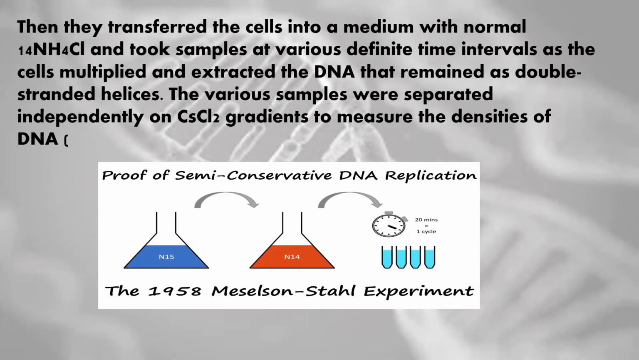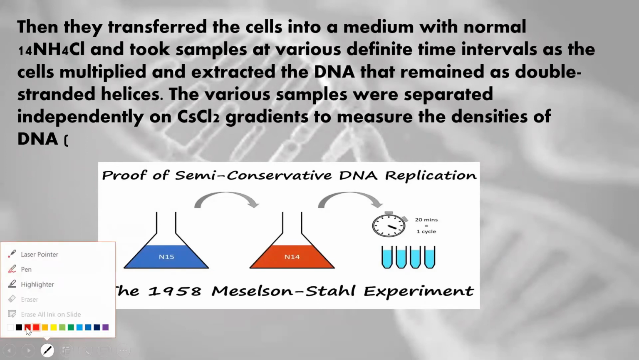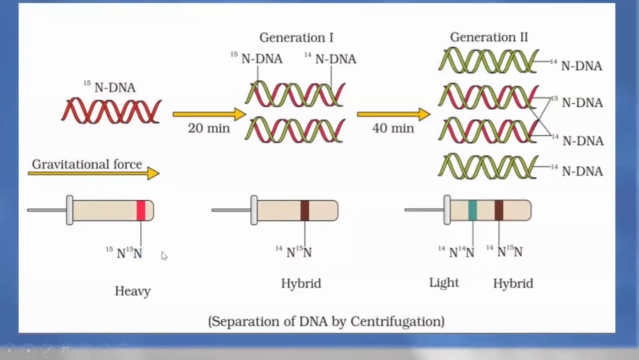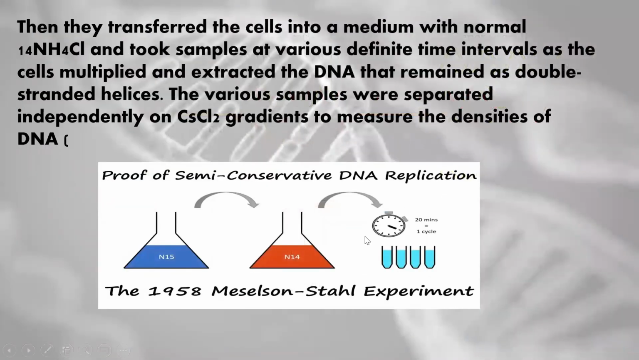So what is indicated here? First of all, they cultured E. coli for various generations in N15. Then from N15, they transferred it to N14, right? And then after a definite interval. Why a definite interval? Because I have informed you earlier that E. coli takes 20 minutes for one replication. So they took out the sample after every 20 minutes.